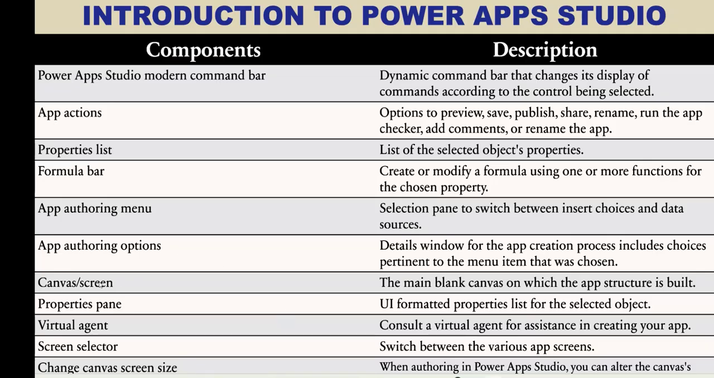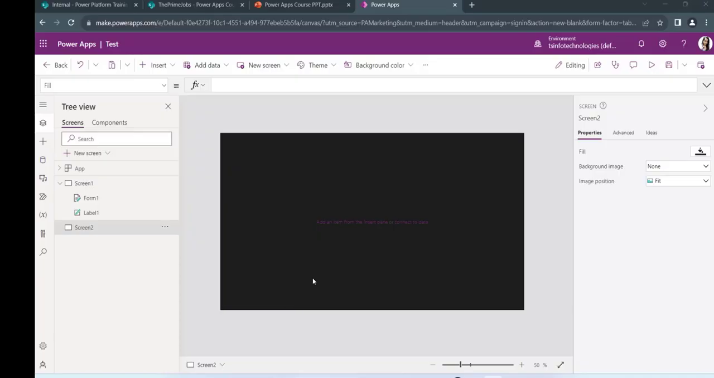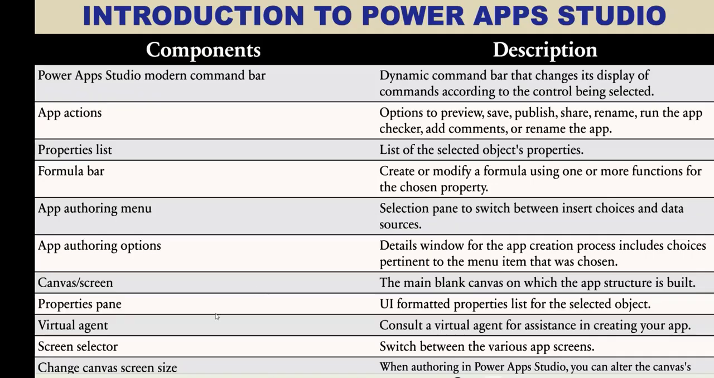Then comes the canvas or screen. This is the main blank canvas on which the app structure is built. This is the blank canvas app screen, where you can make your application by using any type of control or any type of component. You can also drag and drop a control and use it. So this is known as the canvas or screen in this application.